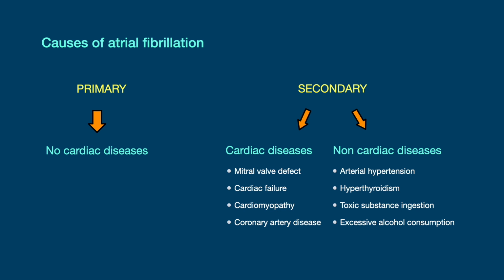Among the non-cardiac causes of atrial fibrillation are arterial hypertension, hypothyroidism, or the ingestion of toxic substances such as alcohol, thyroxine, triptans, theophylline, or sildenafil. An acute atrial fibrillation that occurs in an otherwise healthy person after excessive consumption of alcohol is also called holiday heart syndrome.